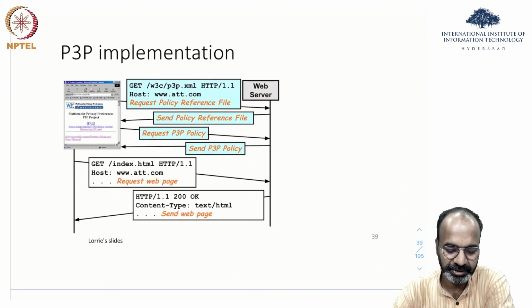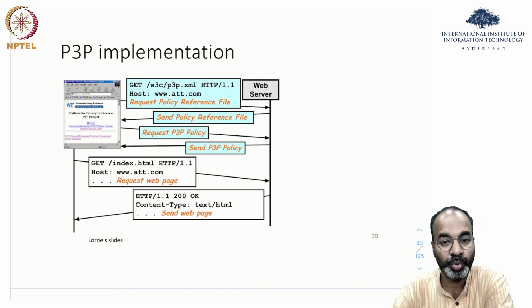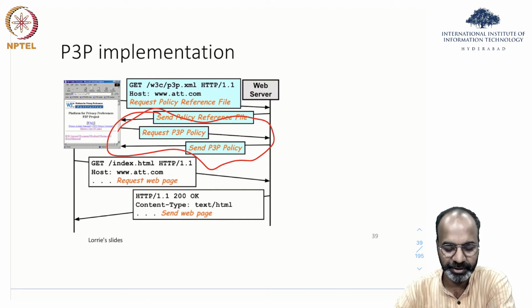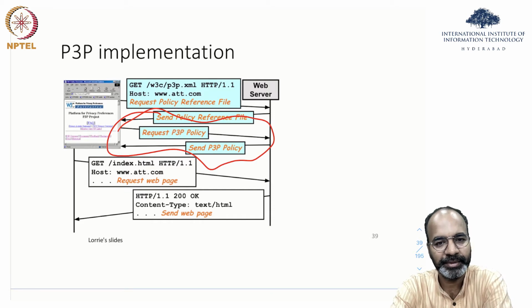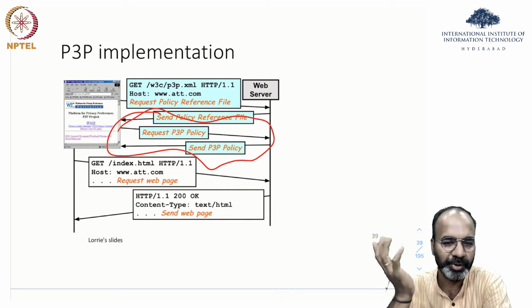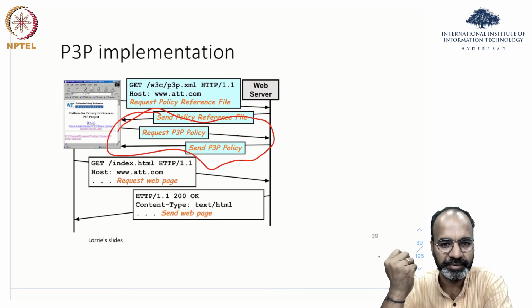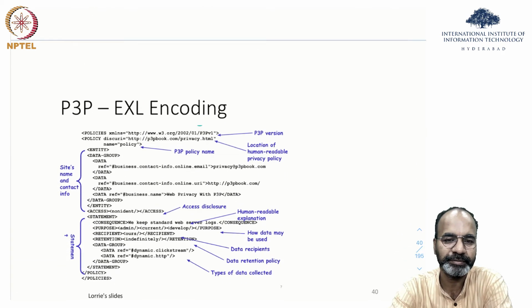So it is a way by which companies are expressing their privacy policies. In addition to the normal HTTP request, it has these three components. When the request is made, it sends out where the P3P reference file is. Then it asks for the P3P policy. The P3P policy is given. Then the HTTP page request is made and the page is served.